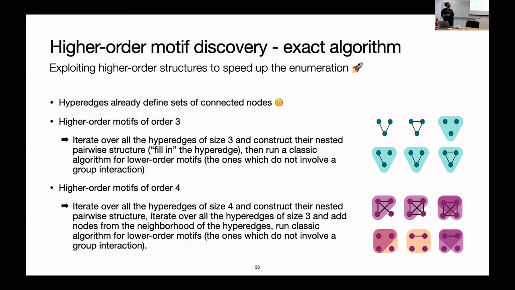So we don't go to everybody, but we just sample those hyperedges. And of course, in the same way, we can do that for higher-order motifs of order 4. We just sample hyperedges of size 4. We can sample hyperedges of size 3 and sample from the neighborhood.